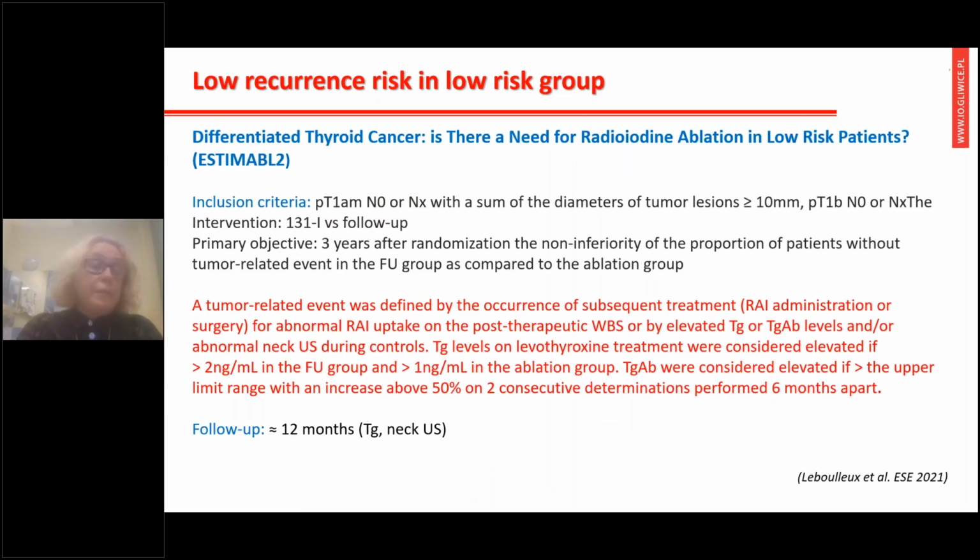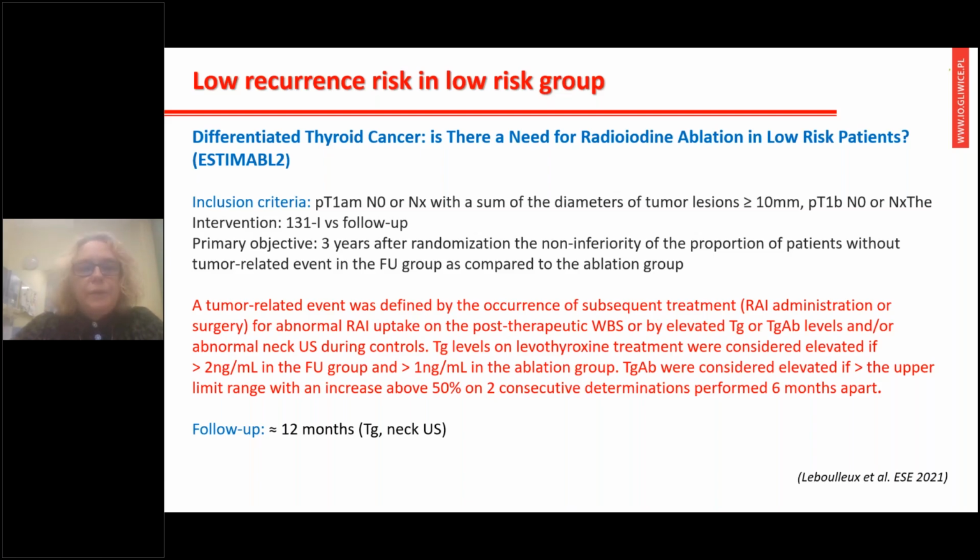But the best study, I think, with respect to radioiodine treatment in the low risk group of DTC is the ESTIMABL2 study. It is a prospective randomized study, the first results of which were lately published at the ECA Congress. In the study, the intervention was either radioiodine treatment or follow-up. It were pT1a or pT1b tumors without lymph node metastasis, or without clinically known lymph node metastasis. And the primary objective of the study, 3 years after randomization, was the non-inferiority of the proportion of patients that had tumor-related events in the follow-up group as compared to the ablation group.